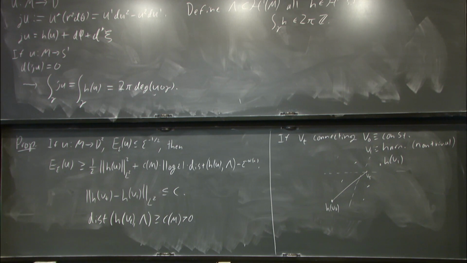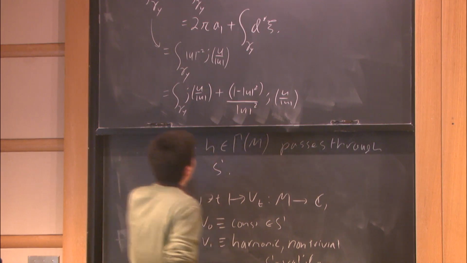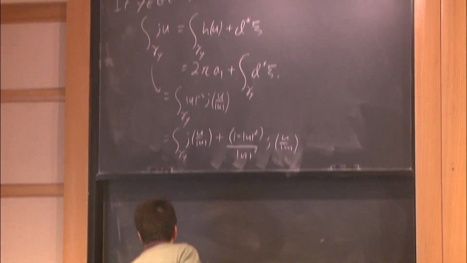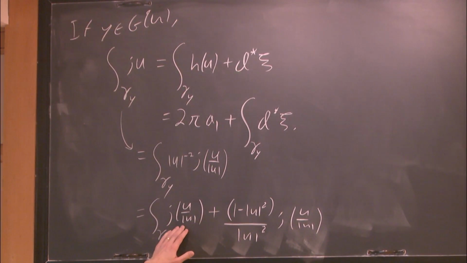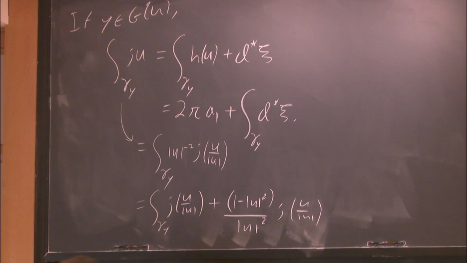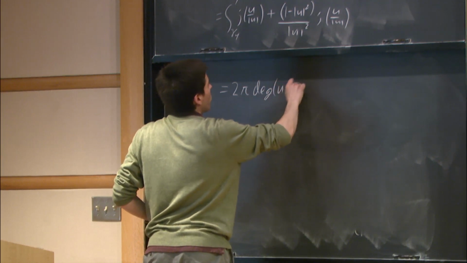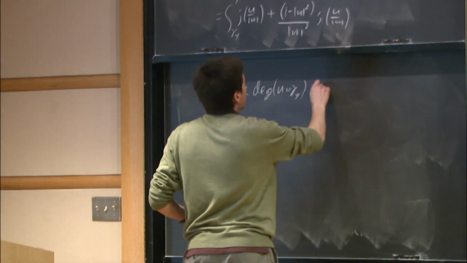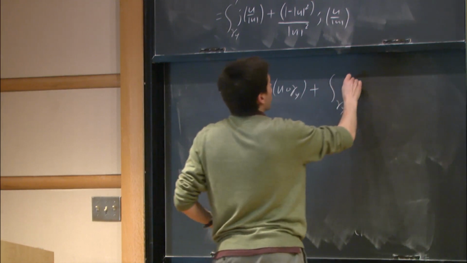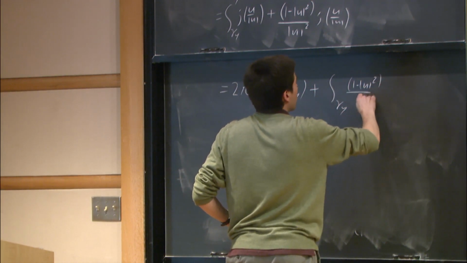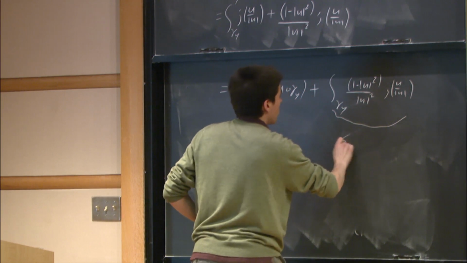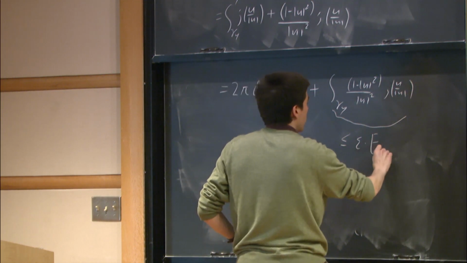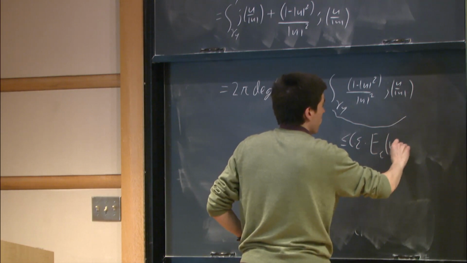All right, putting these things together, what do we note? We note that here we're integrating the pullback of d theta for an S1 valued map over the curve. So here we get something which is just 2 pi times the degree of u over gamma y plus this extra term over here, but it's easy to see that we can control this by epsilon times the Ginzburg-Landau energy over the curve.